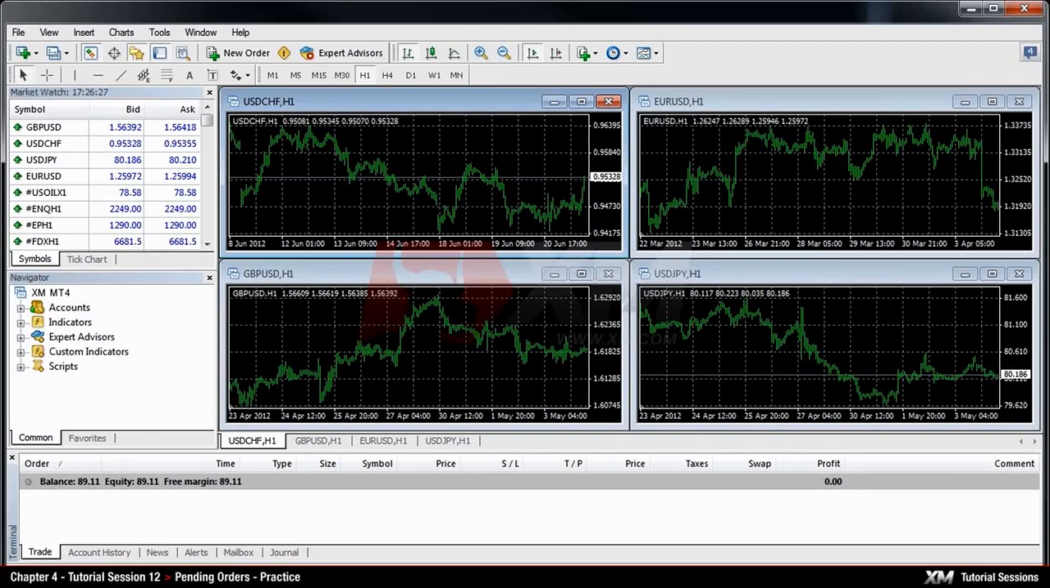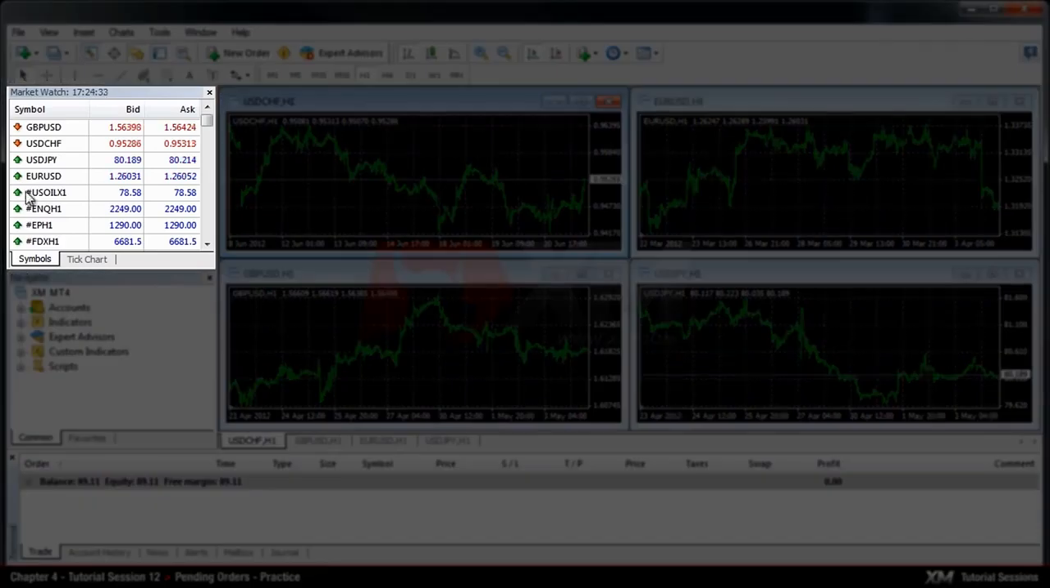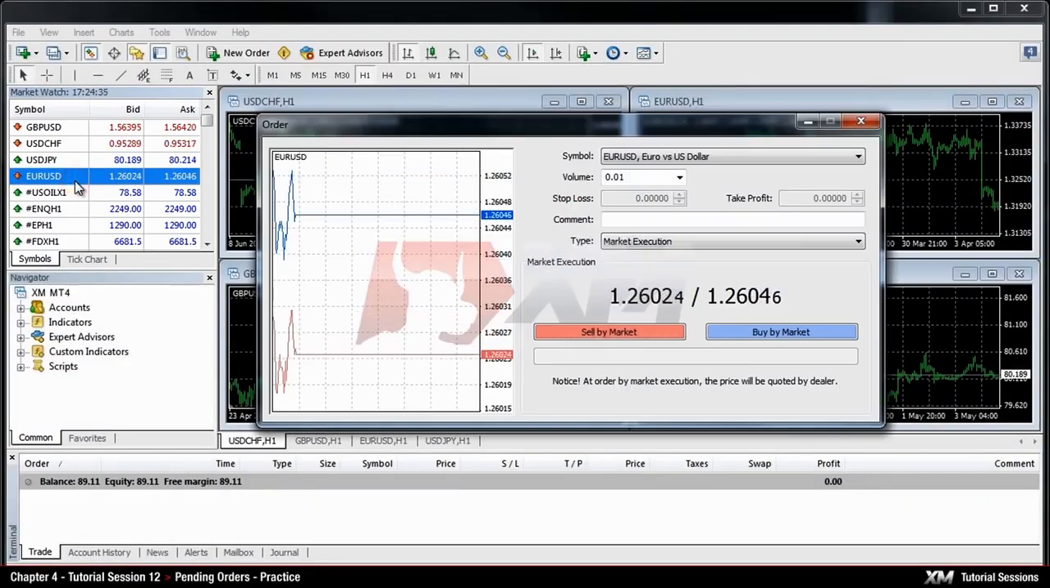Chapter 4: Pending Orders Practice. In this module, we will show you how to place a pending order on the MT4 platform. We start by opening an order window by double-clicking a symbol, which in our example is the Euro-US dollar.